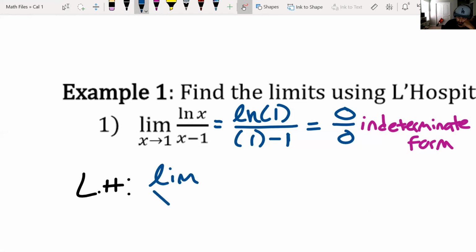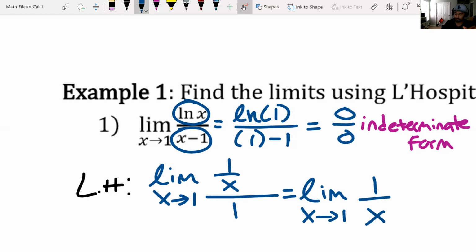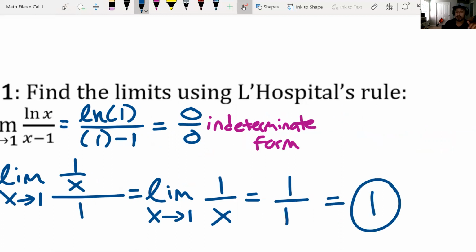Okay, so we apply L'Hôpital's, which means now we get the limit as x approaches 1 of the derivative of this numerator, which is 1 over x, over the derivative of that denominator, which is 1. This means we get the limit as x approaches 1 of 1 over x. And is it now safe to plug in 1? That answer is yes. We can now plug in 1, which means you get 1 over 1, or just 1. So by L'Hôpital's, our limit is 1.